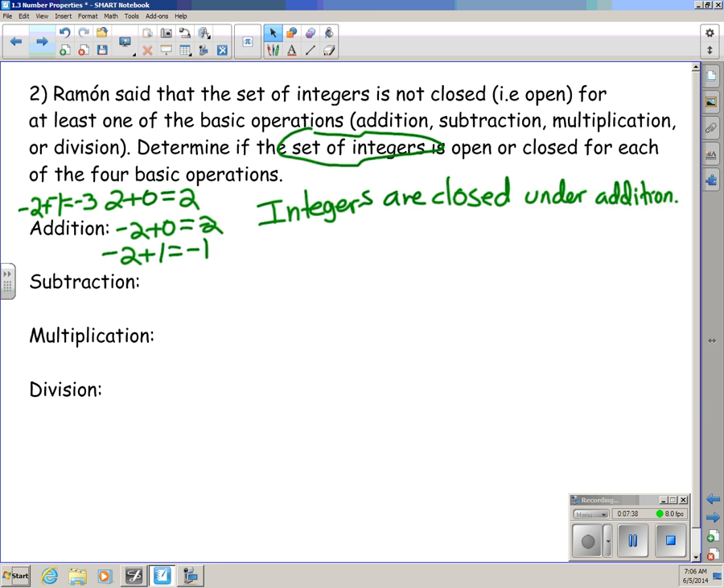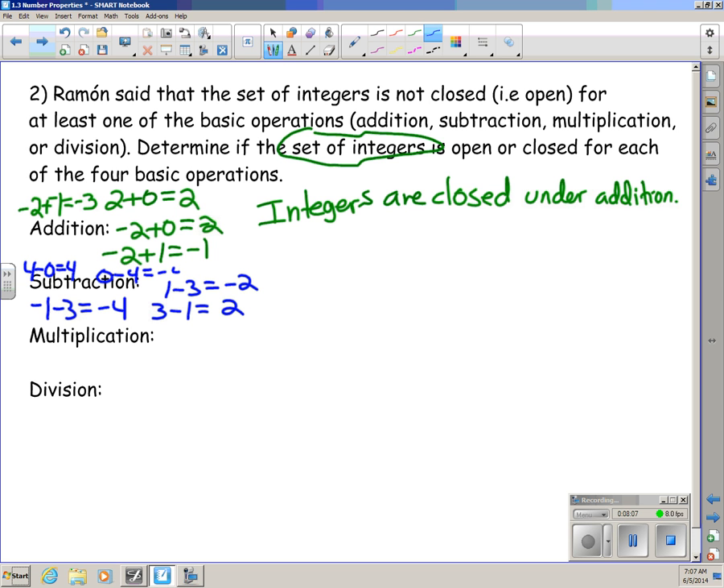So try subtraction. When you subtract 2 integers, do you produce another integer? -1 minus 3 is -4. 1 minus 3 would be -2. 3 minus 1 would be 2. And you could try it with 0. 4 minus 0 would be 4. Or 0 minus 4 would be -4. So each time I subtract integers, I get an integer. So integers are closed under subtraction.